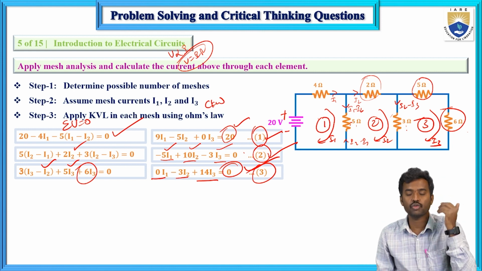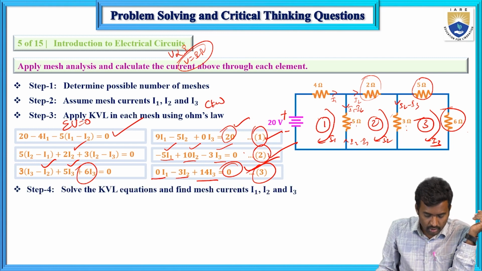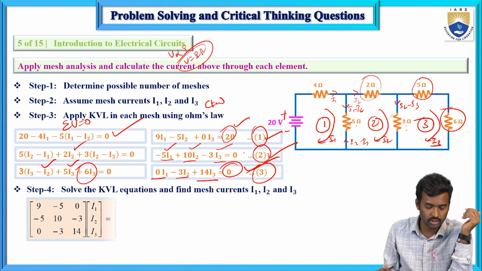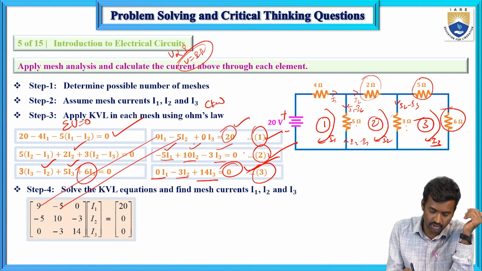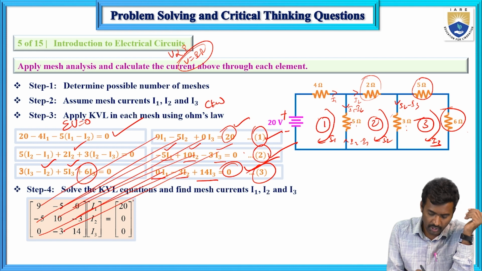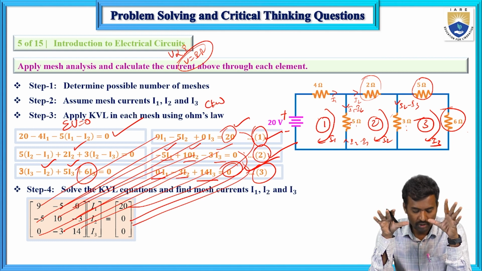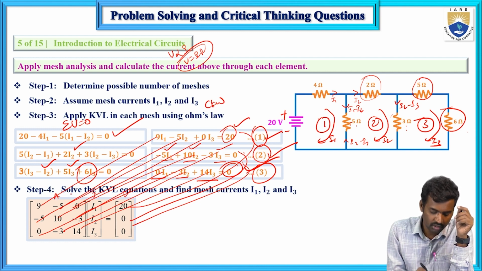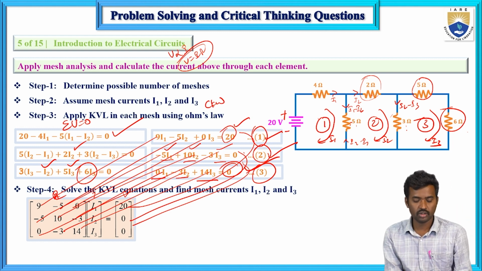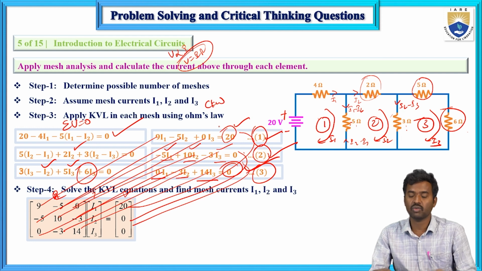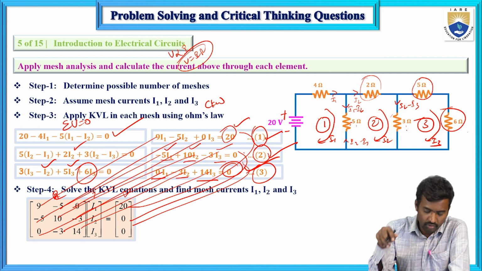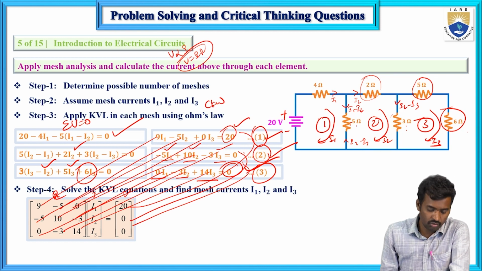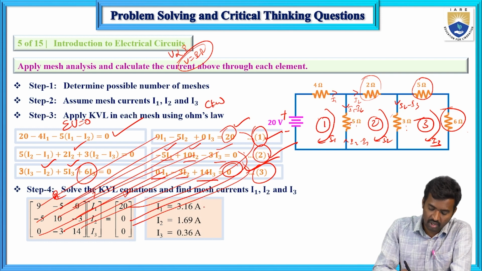Now first write in the matrix format. So how will you write in matrix format? Solve this KVL equation and find the mesh currents. First row: 9, 5, 0; next: minus 5, 10, minus 3; next: 0, minus 3, 14; and the voltages 20, 0 and 0. This is the resistance matrix, the I matrix I1, I2, I3, and the voltage matrix. If you multiply the resistance matrix with the I matrix, you will get the same three equations 1, 2, 3. Now solve these using Cramer's method or any other method, such as the inverse matrix method, and you will get I1, I2 and I3.